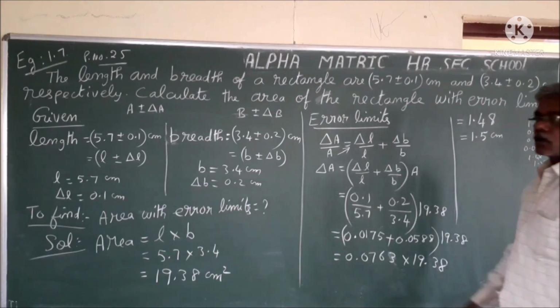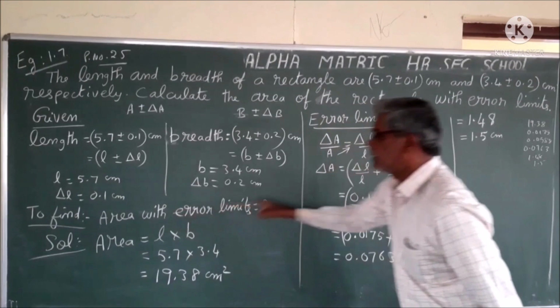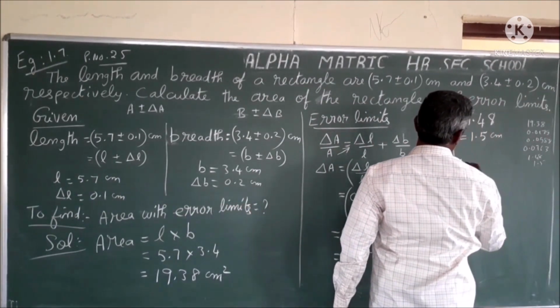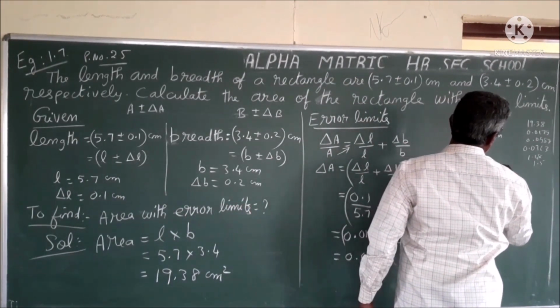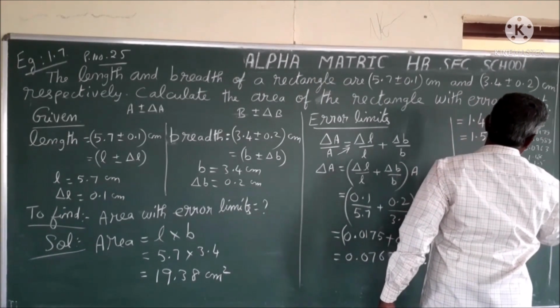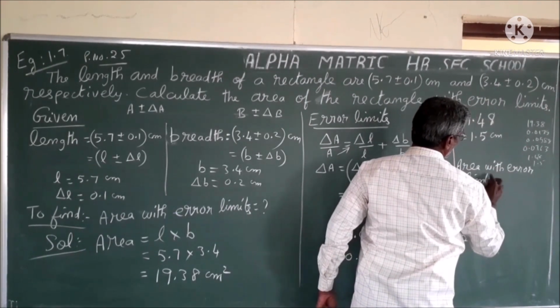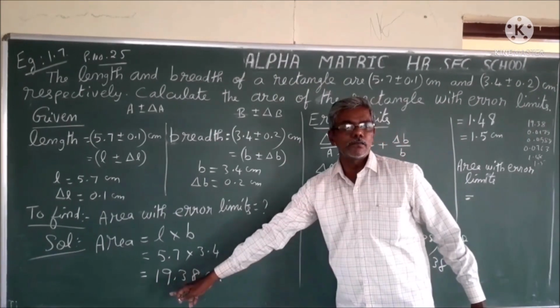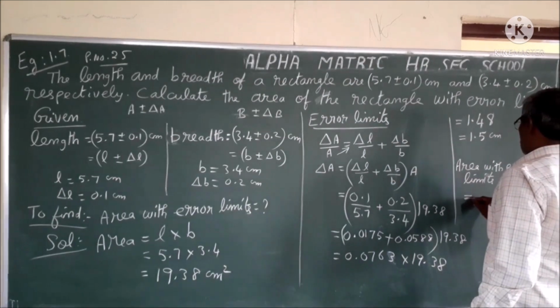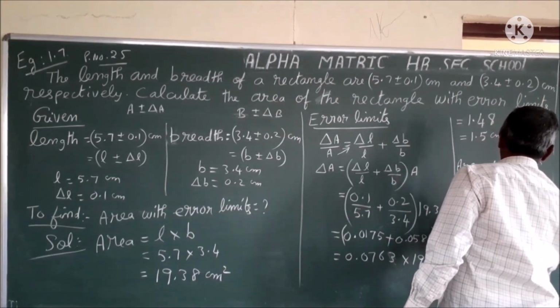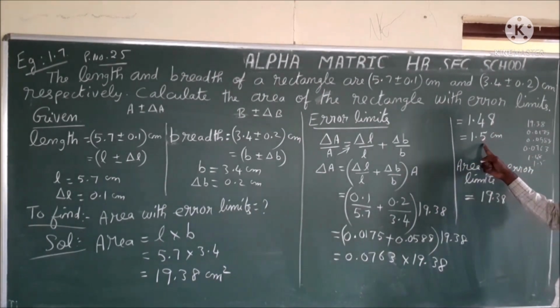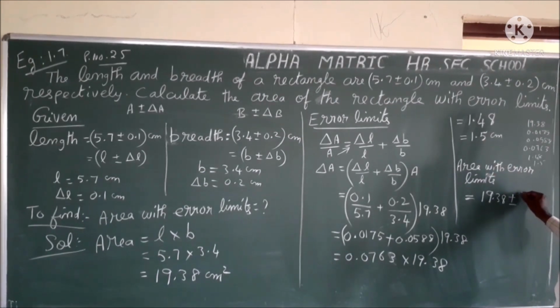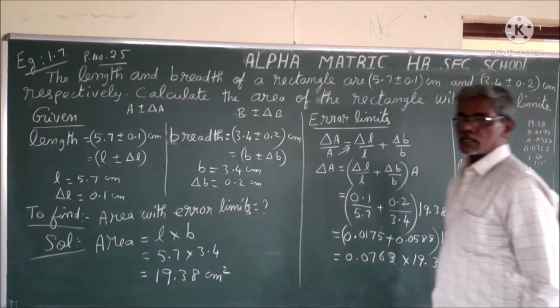Now what is the question? Area with error limit. So therefore, area with error limit is equal to, what value did we get for area? 19.38. And this is the error limit, plus or minus 1.5 centimeter square. Clear?